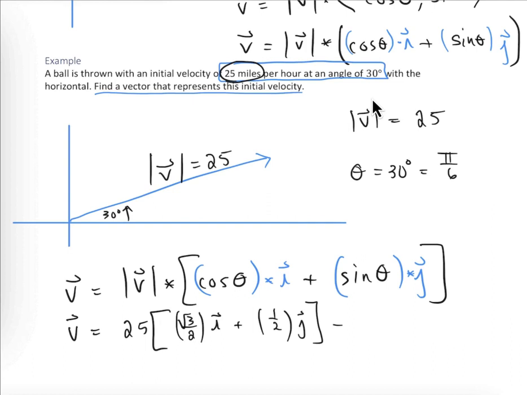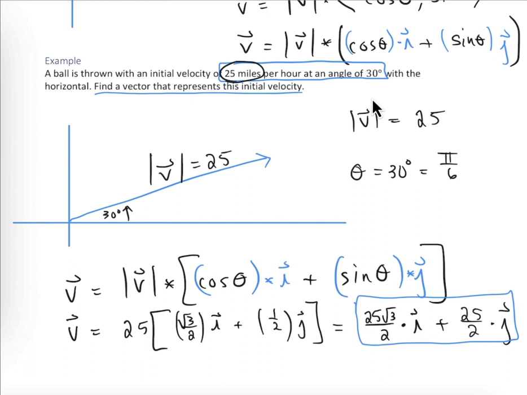So let's distribute our 25 in order to write this in a less cluttered way. So this is going to be 25 rad 3s over 2 as my multiplier on i, plus 25 over 2 as my multiplier of j. And this is my v vector in component form, which could also be written as a position vector, and I actually prefer the position vector notation because it feels just a little less cluttered.